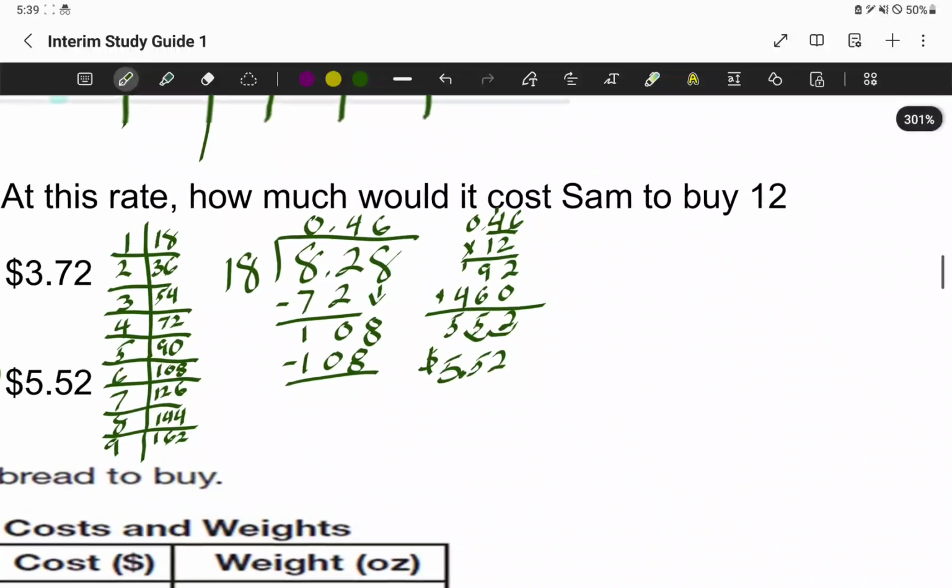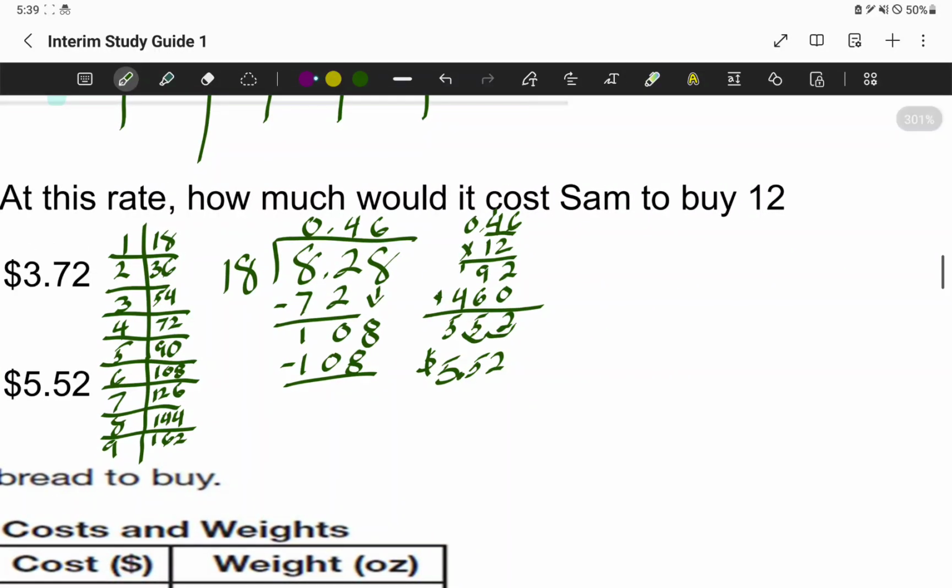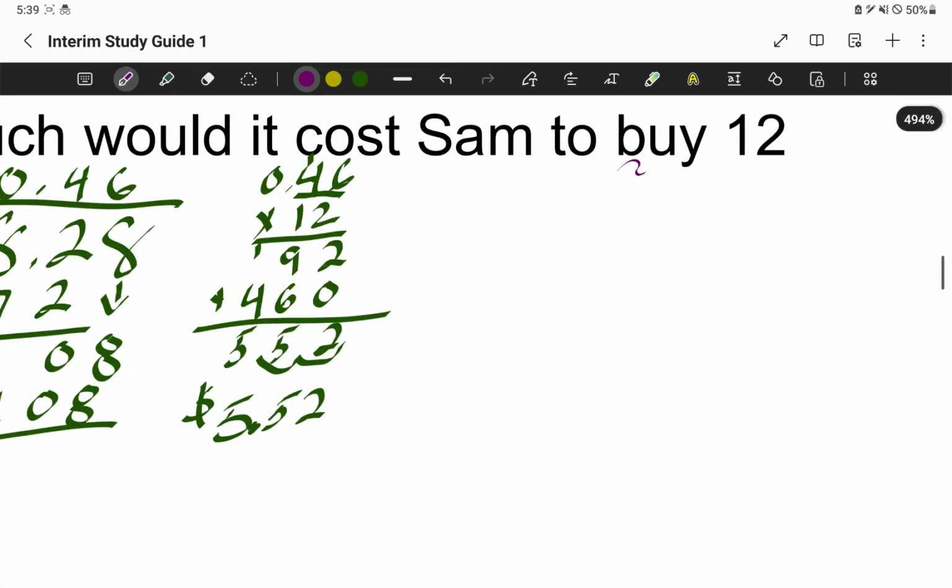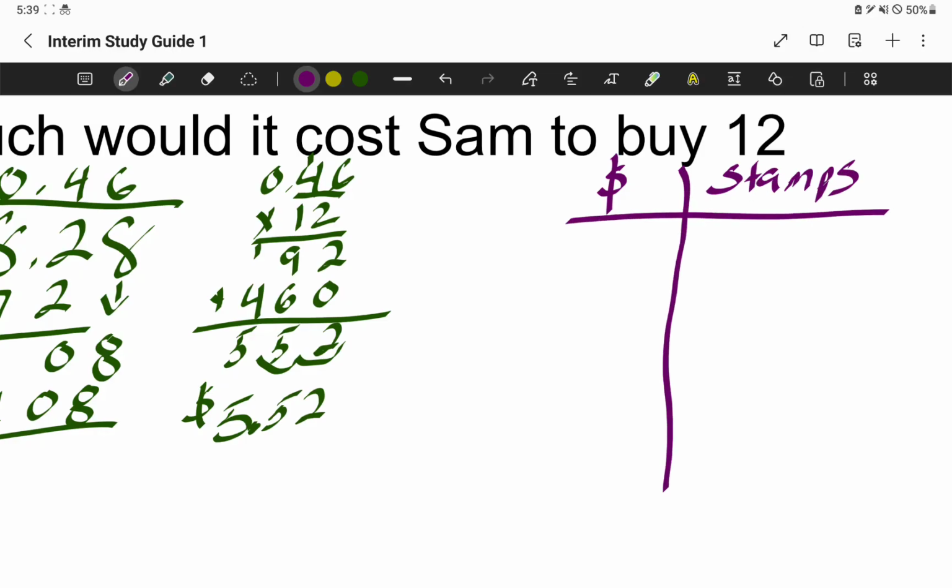And so that's how I like to do it. Now, that's not necessarily the way that's easiest for you. So you might prefer a table. So you've got your money and your stamps. And so we know $8.82 for 18 stamps. Now we want to find out how much for 12.